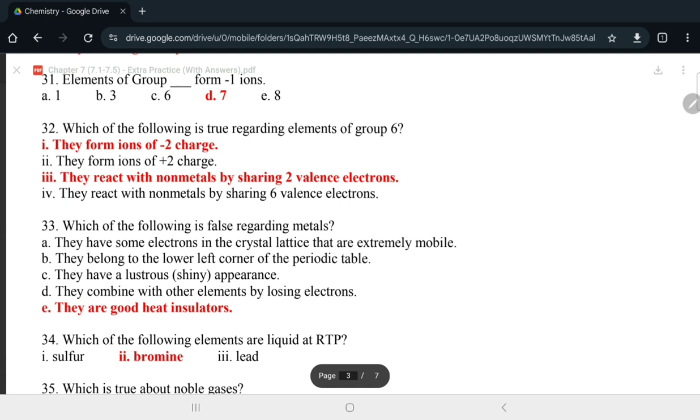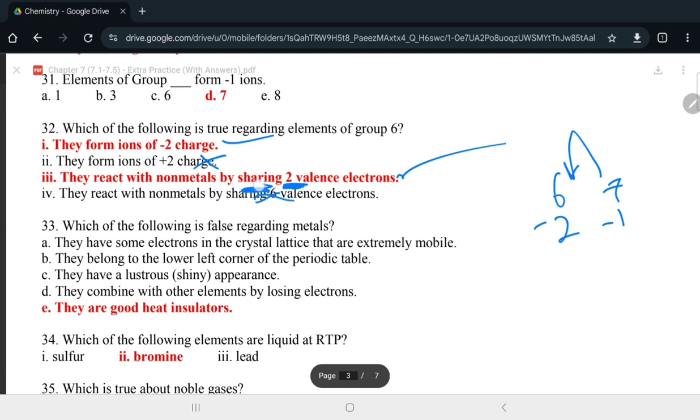Which of the following is true regarding elements of group 6? Group 6 is the one that's before group 7, and group 7 is -1, so group 6 is -2. Okay? So they form a -2 charge, not +2. They react with non-metals by sharing 2 valence electrons. This is true. By sharing 6 valence electrons is false.